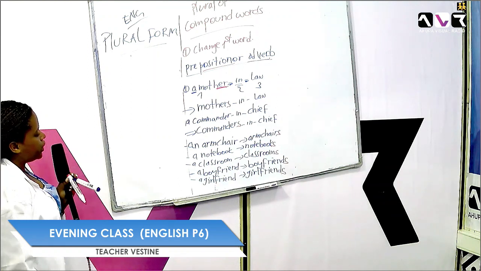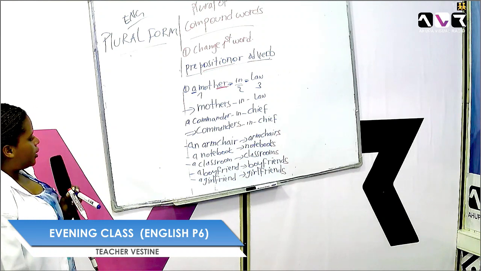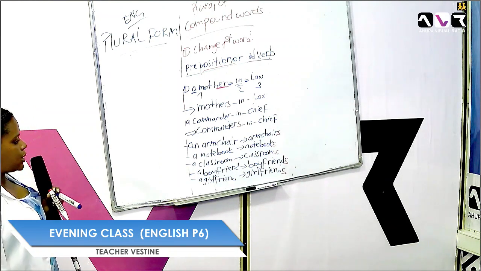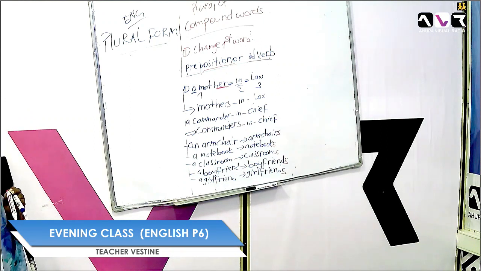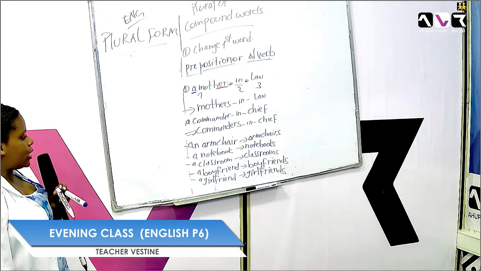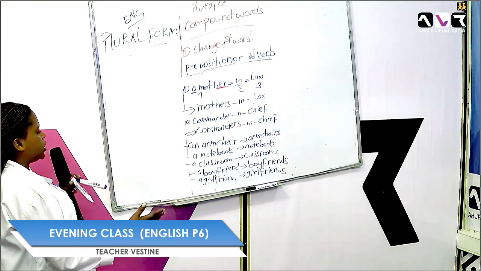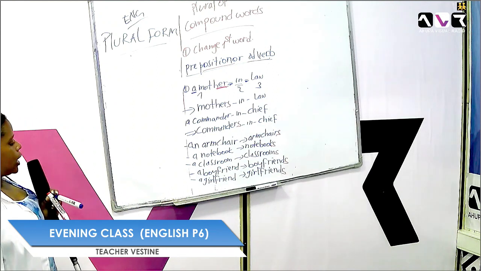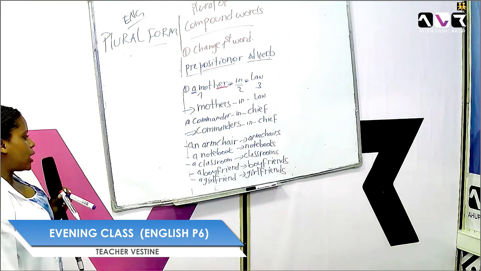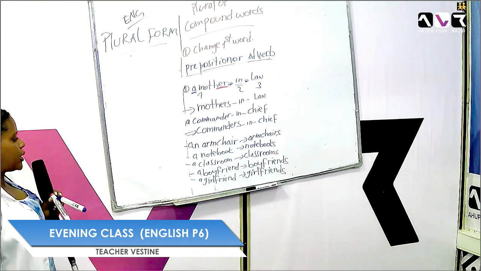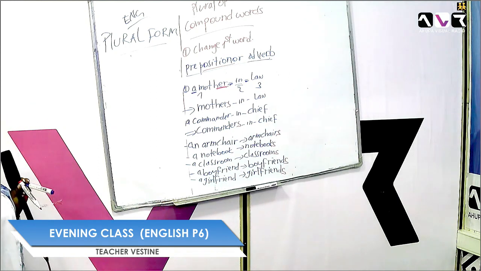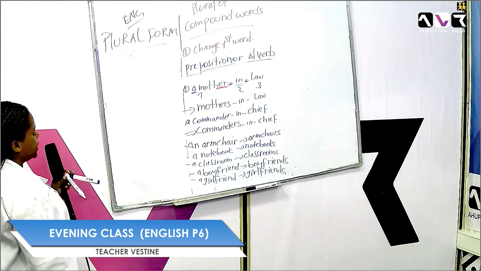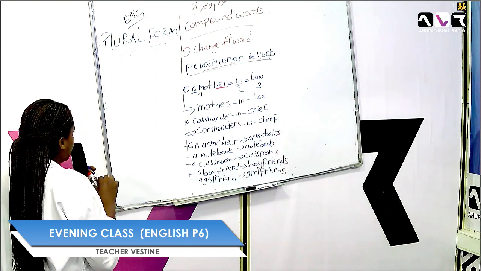And there are other kinds where we change the last element. When the word is written without separating, it means it is written in one word, where we saw armchair, notebook, classroom, a boyfriend, a girlfriend, and so on. When you write a compound noun in one word without separating them, you change the last element only. It behaves like a single word. Let us see the last one.